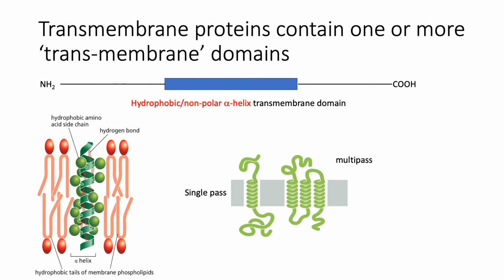and there are many different types. There are what are called single pass, which means that there's a single transmembrane domain, or there can be a multi-pass protein with multiple transmembrane domains.